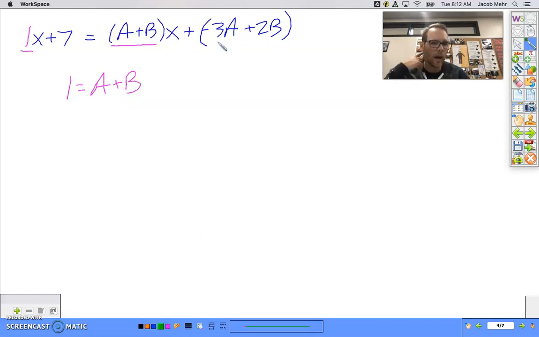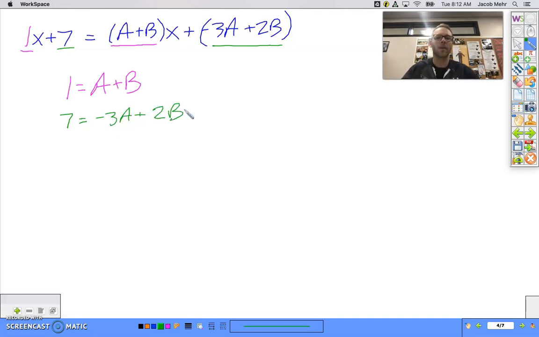Then I look here. I see the 7 there. Okay? And I see a negative 3a plus 2b. There are no x's in either of those terms. 7 is a constant. Negative 3a plus 2b is a constant. Okay? They must be equal to each other, so we have 7 equals negative 3a plus 2b.